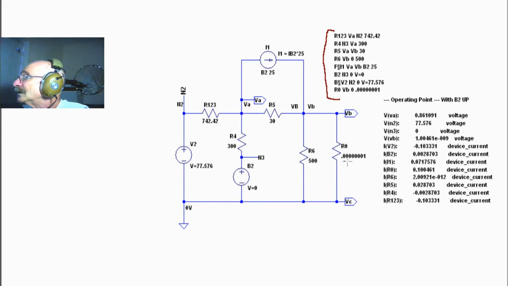So what we do is we look at the current at R0, and we want to know what that is, and that's 0.100. Now, how do we calculate that? The way that we calculate it is we have to know what the current is coming out through VB.